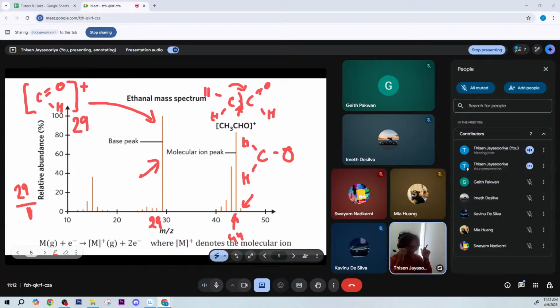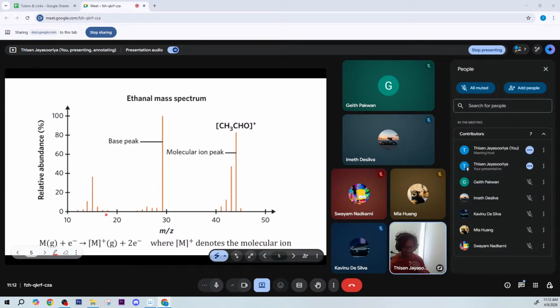So, does that idea of the base peak make sense? Is that all good? Thumbs up, thumbs down, thumbs to the side, thumbs all around.